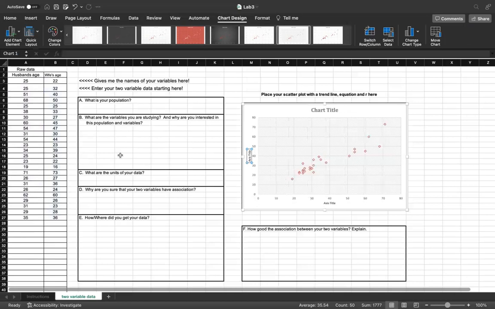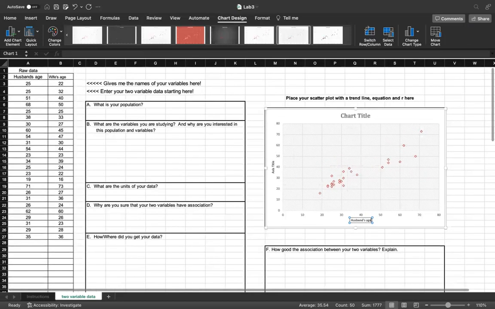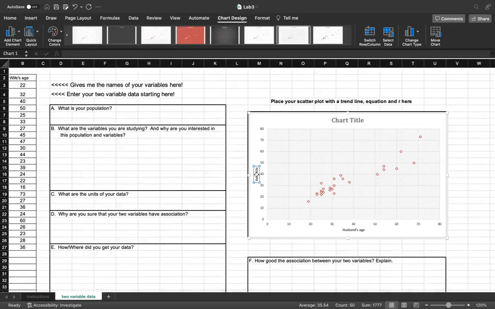Okay. So your vertical one is going to be the Y value, the second one. Your horizontal one will be the X one, the one on the left. So this one would be husband's age. I've got to delete that out of there. Husband's age. I'm going to make this bigger so y'all can see what I'm doing. And then this one right here.